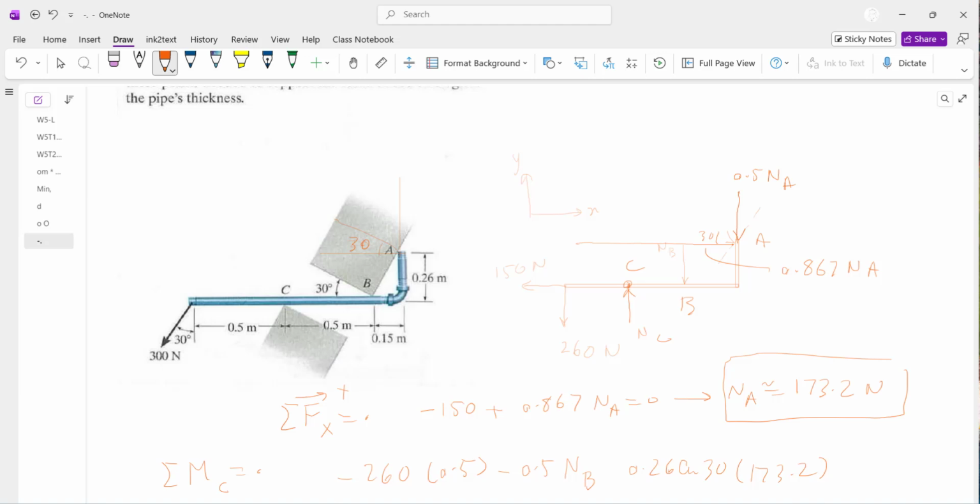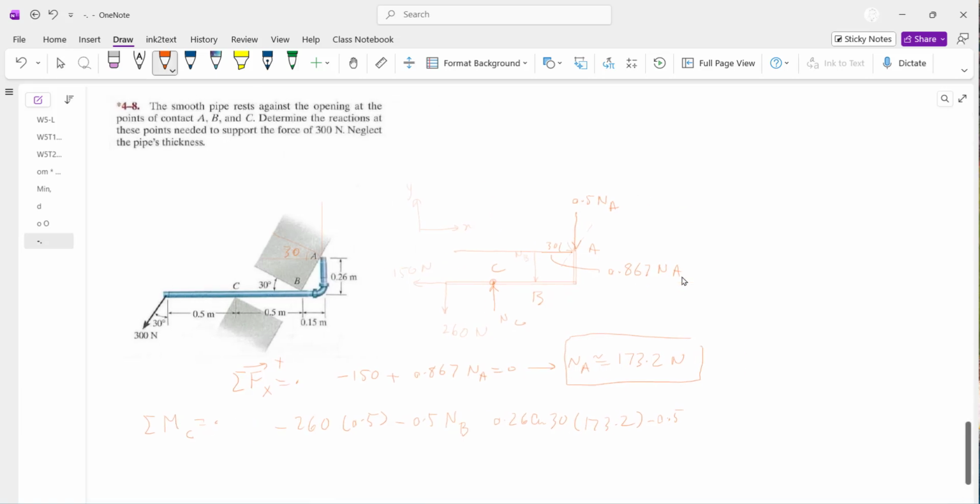So this last component, it makes a negative rotation. That's minus 0.5 times NA. What is NA? NA, we found this to be 173.2, and that is the line of action, the shortest distance between center of rotation C and the line of action. That is 0.5 plus 0.15 is multiplied by 0.65. So this should be equal to 0. That equation is solvable. It only has NB as the unknown.